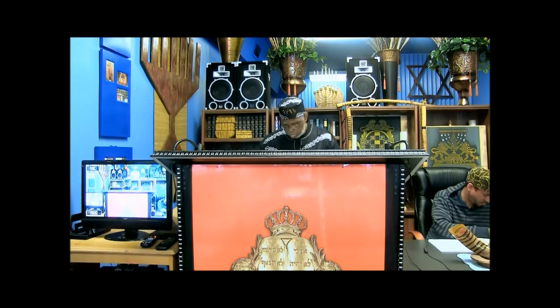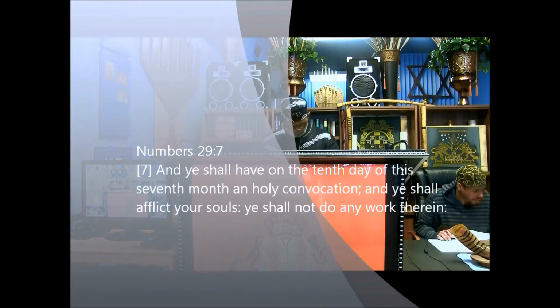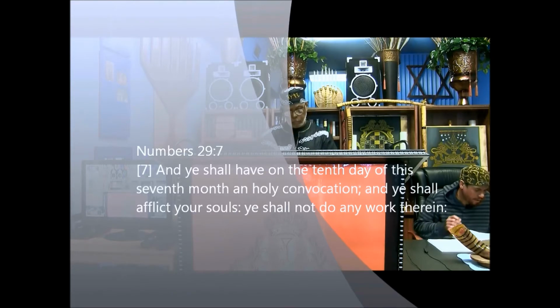It's 6031 in your Strong's concordance of the Hebrew. So, Numbers 29:7: And ye shall have on the 10th day of this 7th month a holy convocation, and ye shall afflict your souls. Ye shall not do any work therein. Praise Yahweh. Afflict your soul. That's right.